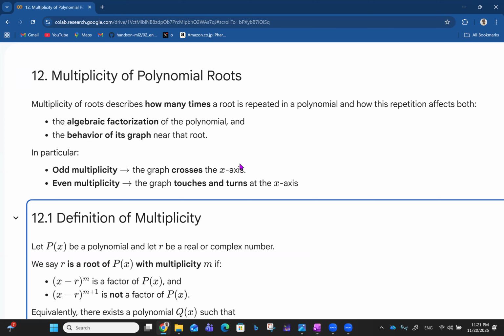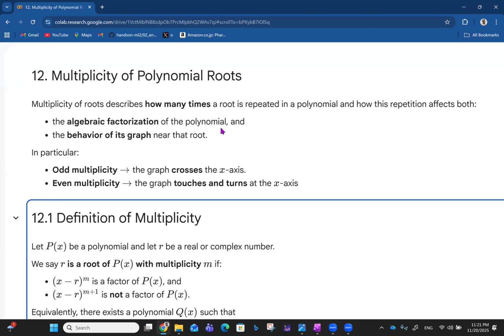In particular, we have odd multiplicity. So here now, we're looking at multiplicity and how it also affects the behavior of the graph. In the last video, we solved a simple equation, x squared minus 5x plus 6. And we saw that the solutions are 2 and 3, which makes the graph cut the x-axis at points 2 and 3, like that. But when we had a repeated root, like x minus 1 squared, we have the graph just touching 1.